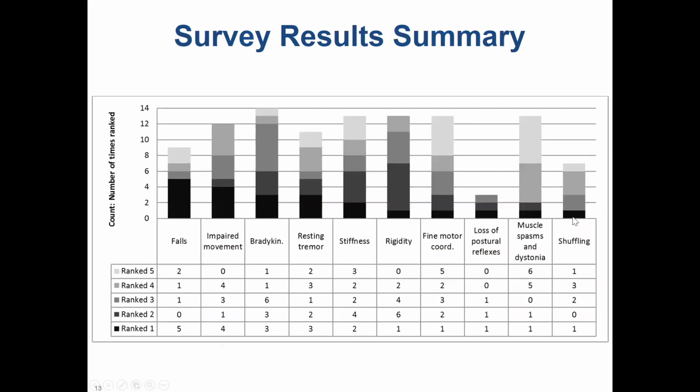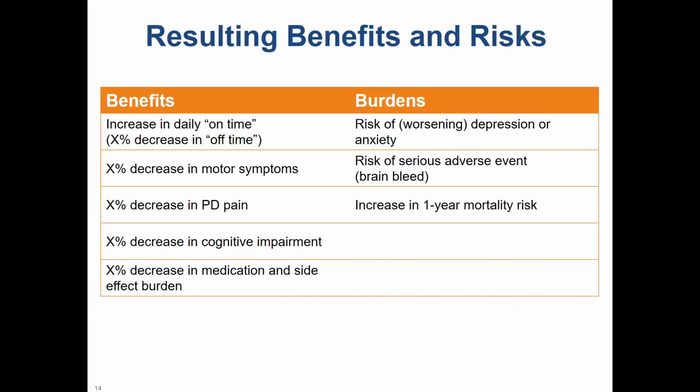And ultimately, that process also led us to taking into account multiple different areas that were related to movement, but rather than having separate attributes for falls, impairment, bradykinesia, resting tremor, stiffness, rigidity, etc., through the discussions and work, we were able to make that into one single attribute related to movement symptoms and cover a lot of what was really important from the patient's perspective. And with that, we had the resulting benefits and risks that ultimately fed into the patient preference study.